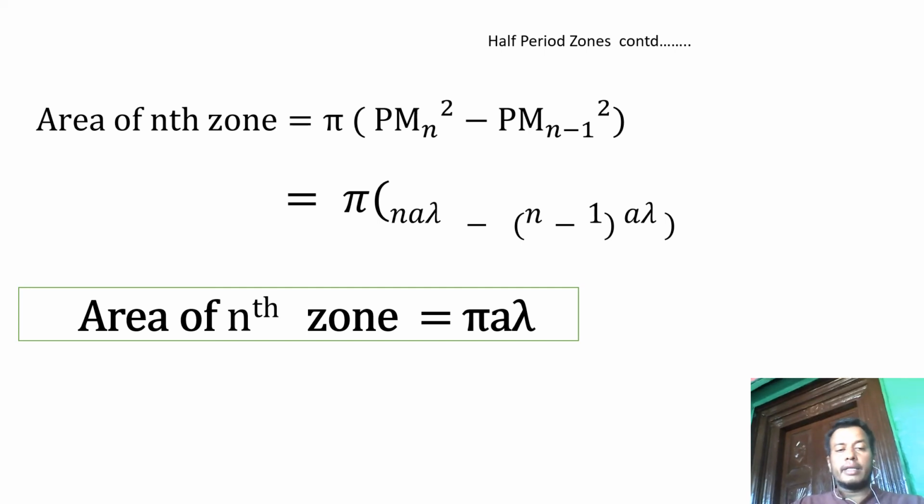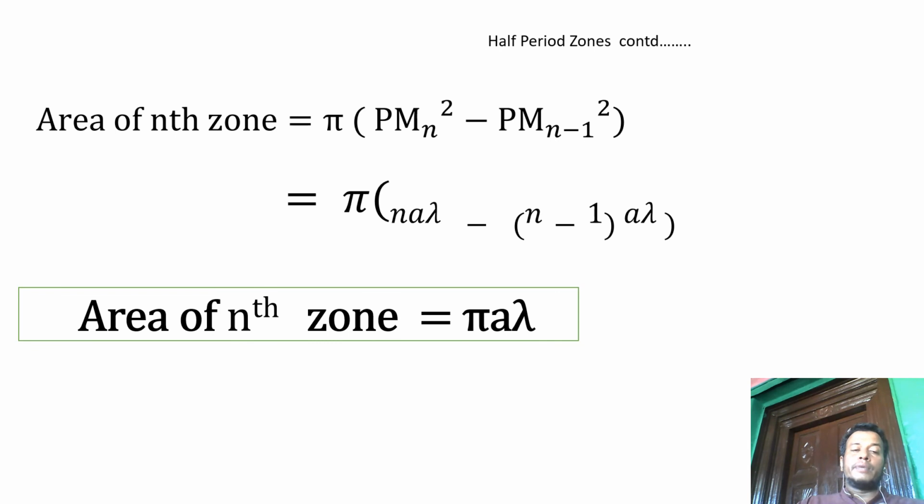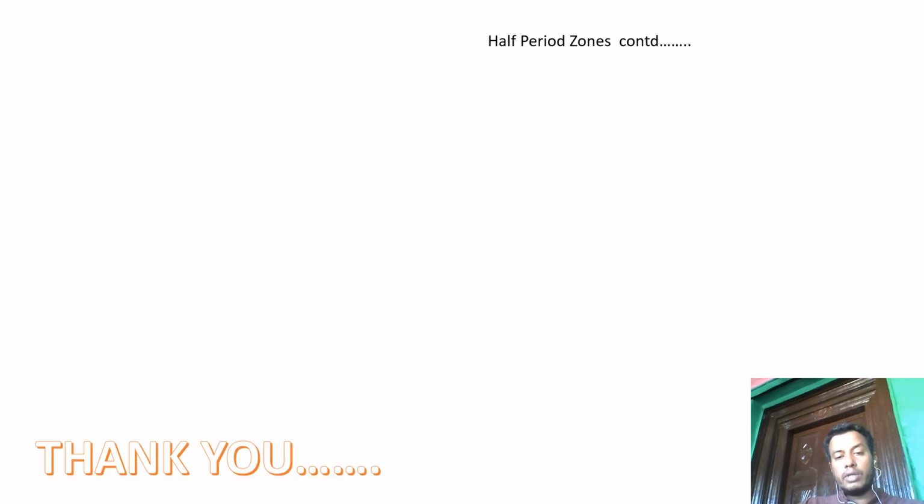ಇದನ್ನ ಎಕ್ಸಾಮ್ ನಲ್ಲಿ ಕೇಳ್ತಾರೆ. Derive what is half period zones and derive an equation for area of nth half period zone ಅಂತ ಕೇಳ್ತಾರೆ. ಇದನ್ನ pi a lambda ಅನ್ನುವಂಥದ್ದು ಇಲ್ಲಿವರೆಗೆ ಡಿರೈವ್ ಮಾಡಬೇಕಾಗುತ್ತೆ. It's all about the half period zones and derivations of the area of the half period zones.